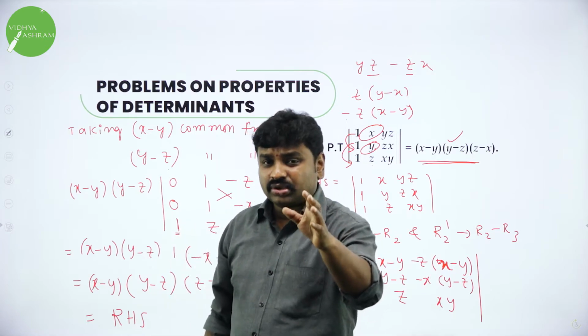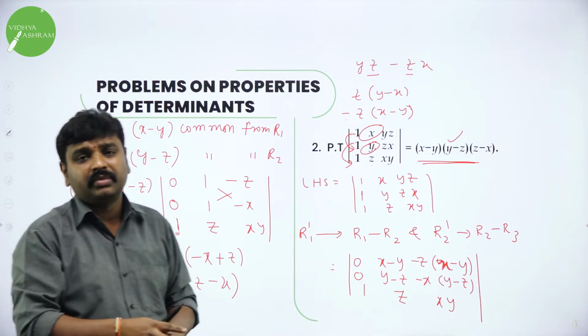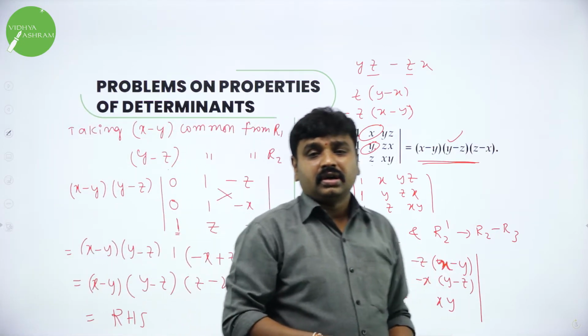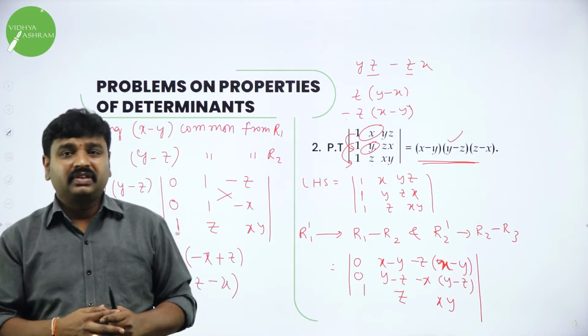So what is the conclusion? For any column you can add any column, for any column you can subtract any column, or from any row you can subtract any row, or you can add another row. That is what we have learnt, one of the properties.